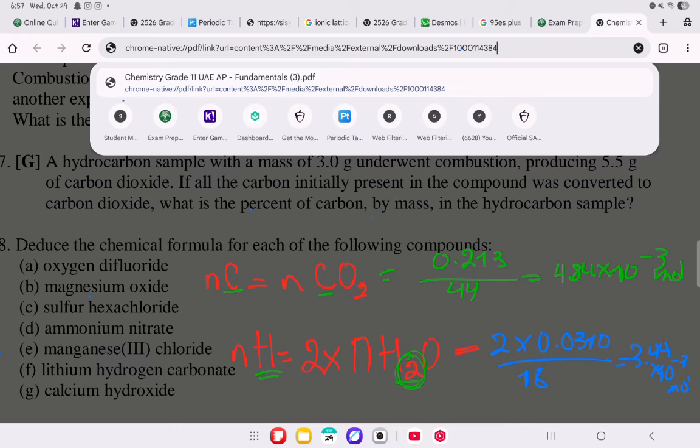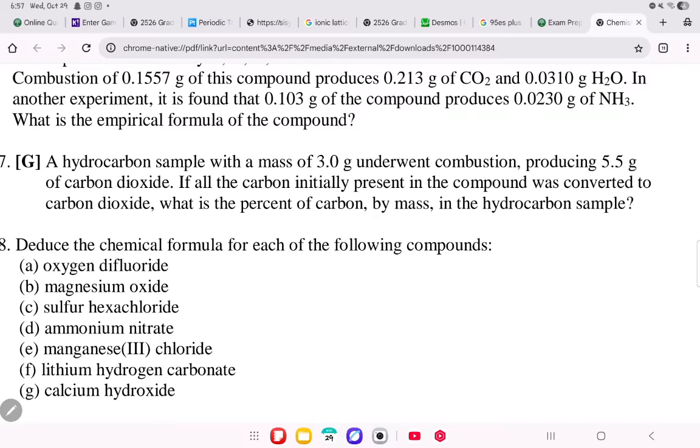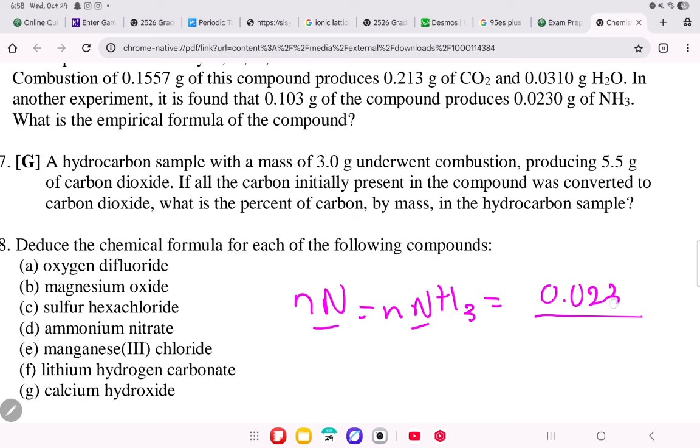Okay, so we have the number of moles of carbon, the number of moles of hydrogen. What's left is to find the number of moles of nitrogen and oxygen. First of all, let's find the number of moles of nitrogen. It's the same as the number of moles of NH3 because one nitrogen, one N. Okay, so it's going to be the mass, which is 0.0230 over the molar mass of NH3, which is 17. So that's going to be 1.35 times 10 to the power of minus 3 mole.